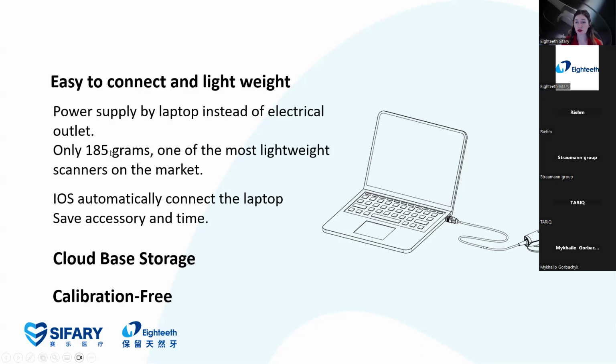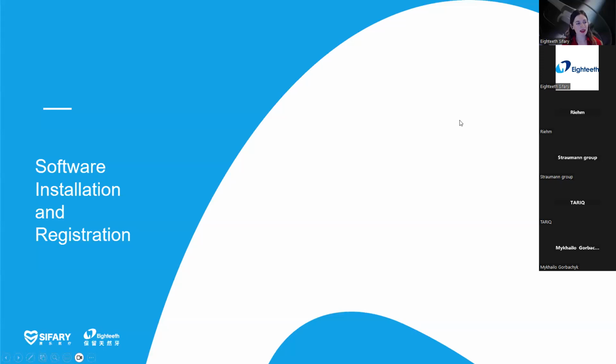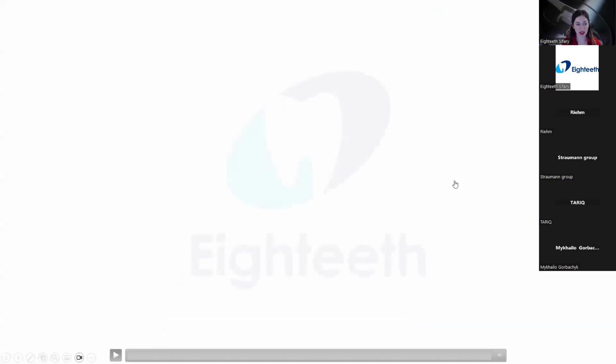These are the words you may use when selling the scanner. So it's lightweight, only 185 grams. Cloud-based storage we provide and calibration free. And of course, just plug and scan. It's as simple as that. So let me show you, when you get the device, when you get the Helios 500, how you can install and register. I'm going to present a video.